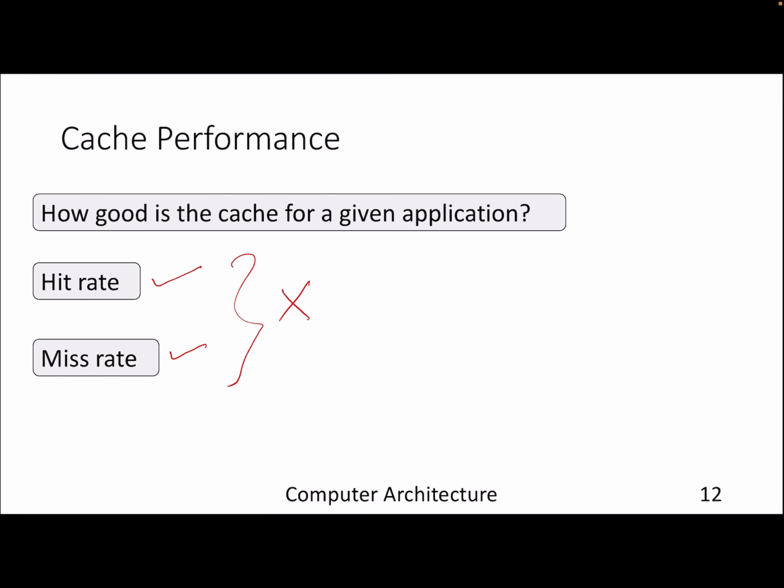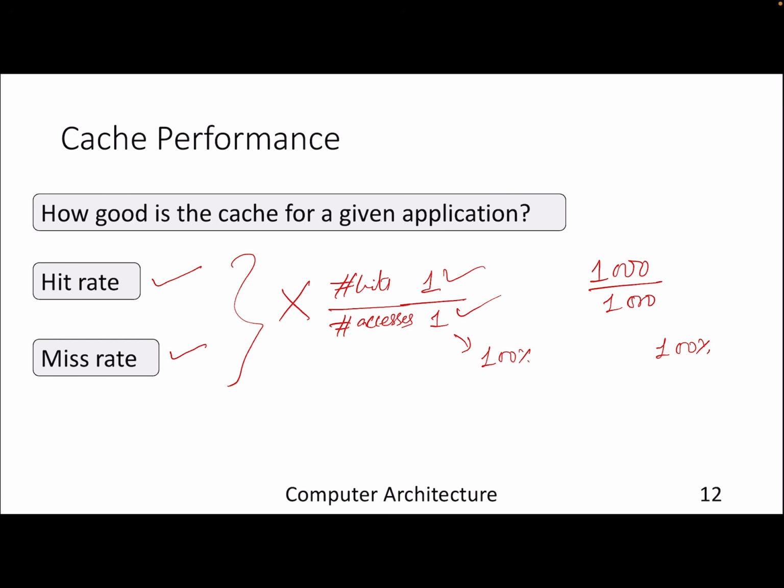And why not? Because hit rate doesn't differentiate between 1 by 1 versus 1000 by 1000, where the numerator is the number of hits and the denominator is the number of accesses, right? So if your number of cache hits is 1 and the number of accesses is 1, it says the hit ratio or hit rate is 100%. It does the same for 1000 accesses, and it will do the same for 1 billion accesses, right?